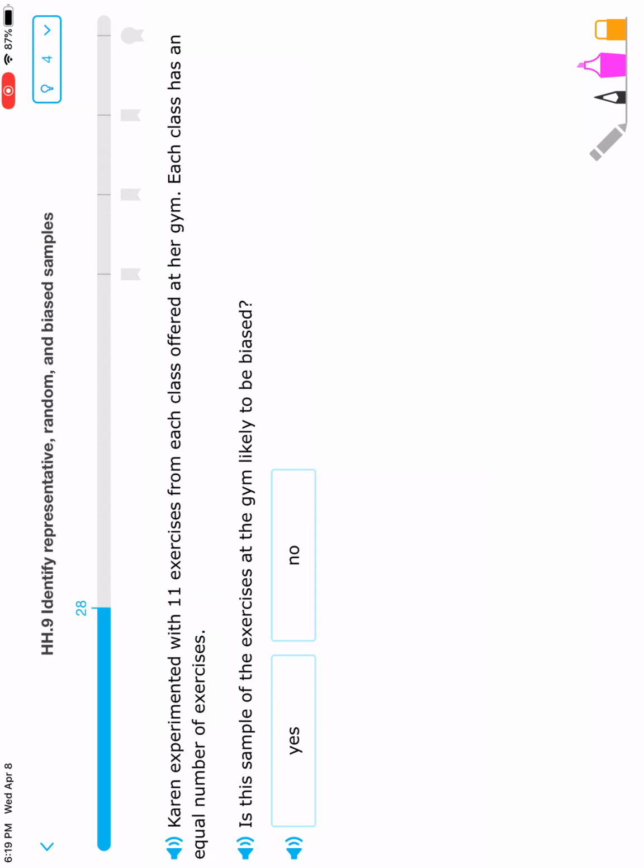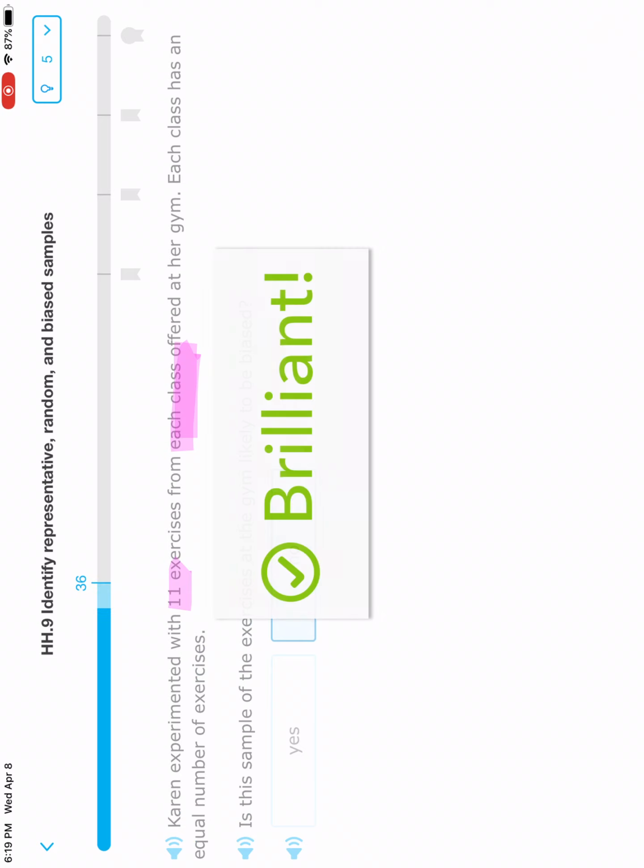Karen experimented with 11 exercises from each class offered at her gym. Each class has an equal number of exercises. Is the sample of exercises at the gym likely to be biased? So it says she experimented with 11 exercises from each class, equal amount of exercises from each class. So is this sample of the exercises at the gym likely to be biased? No, it's a good sampling.